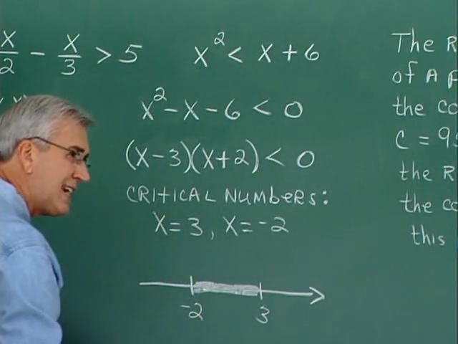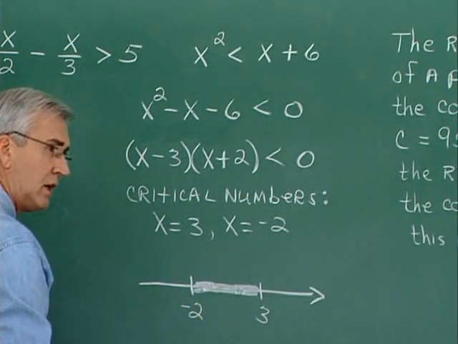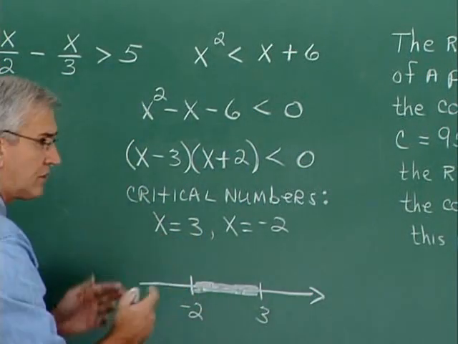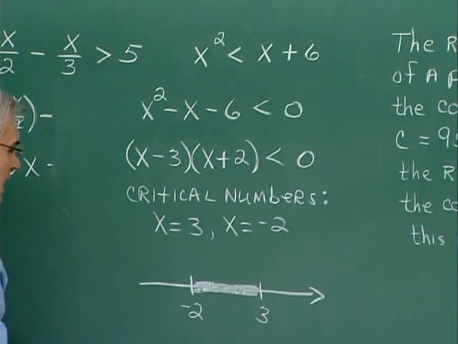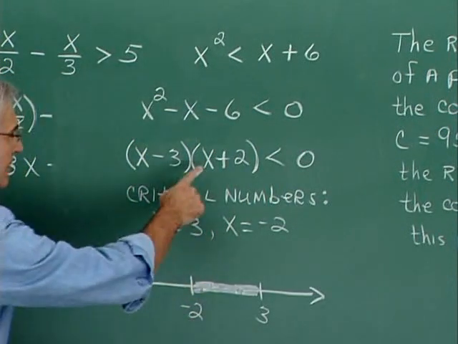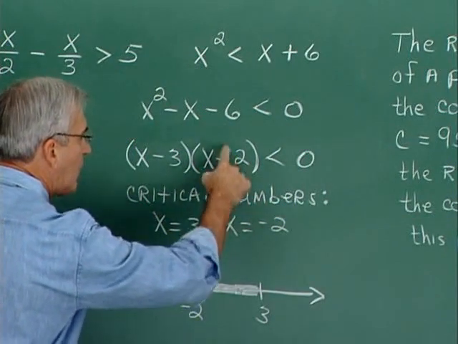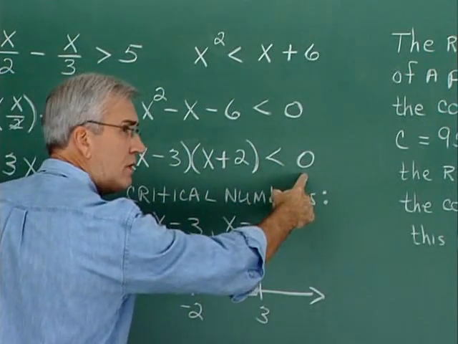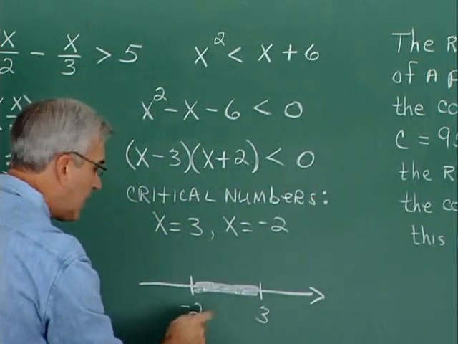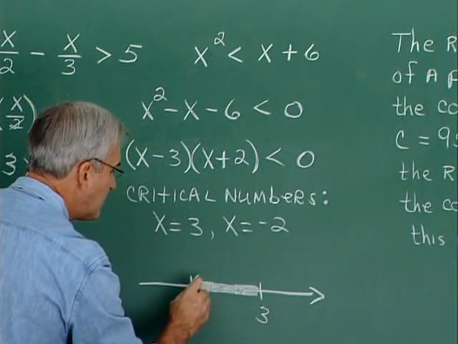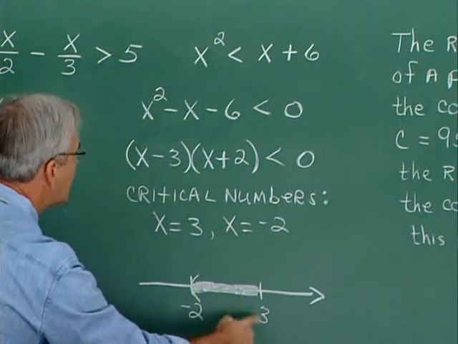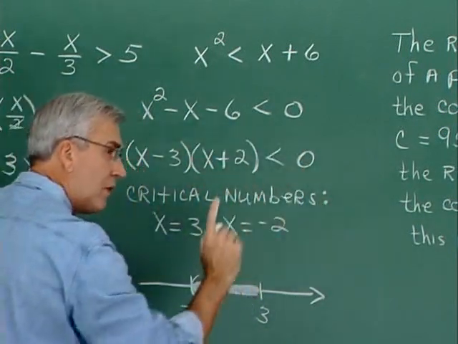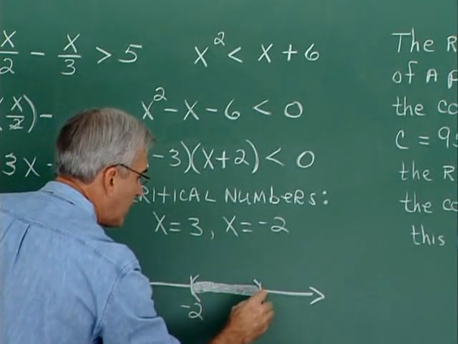Now we need to test the critical values themselves. It'll sometimes be the case that the critical numbers themselves will be part of the solution, and other times those numbers will not be part of the solution. If x is negative 2, then we have negative 2 plus 2, that's 0. It'll cause this product to be 0. Is 0 less than 0? No, that's not true. So negative 2 is not part of the solution region, and nor is 3 for the same reason. If we replace x with 3 in this factor, we get 0. The product here is 0. Is 0 less than 0? No, that's not true, and therefore 3 is not part of the solution region.